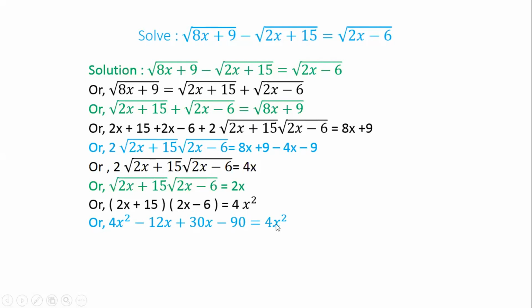Here 4x square remains unchanged, and minus 12x plus 30x means plus 18x. Other terms remain unchanged, because 4x square minus 4x square equals 0. So finally we get 18x equal to 90. If we divide this equation by 18, then we get x equal to 5. Now we check this equation with this solution, which is called verification.